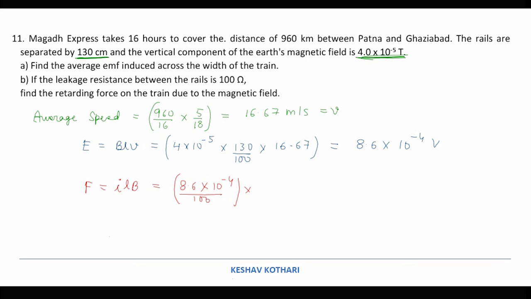L is equal to 130 by 100, L into B, which is equal to 4 into 10 to the power of minus 5. So this is going to be the retarding force which will be produced due to the magnetic field, and this is coming out to be a very small value. It is coming out to be 4.47 into 10 to the power of minus 10 Newton.